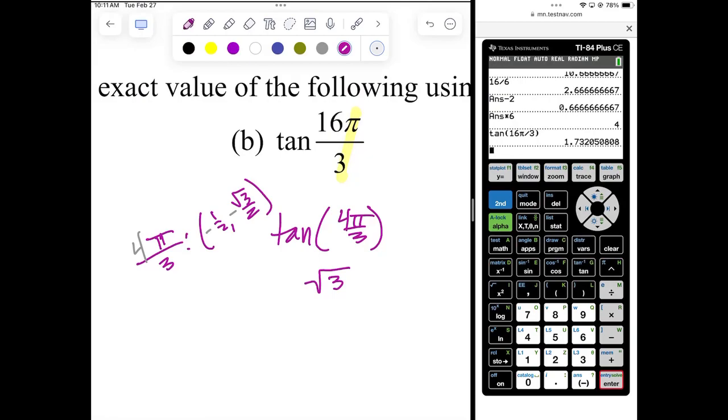Let's try tangent of 4 pi thirds. Hey, we get the same number. And how about just the square root of 3? Let's see what that gives us. Same number. Go, go, gadget math. Right?